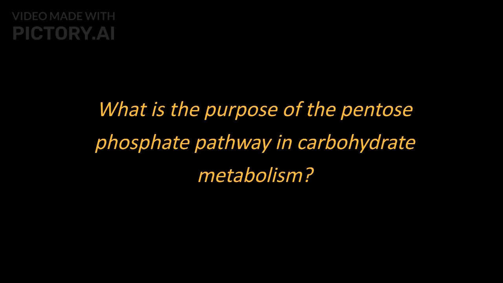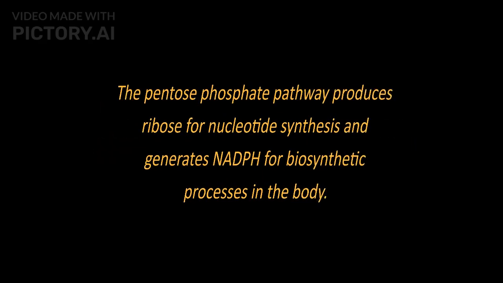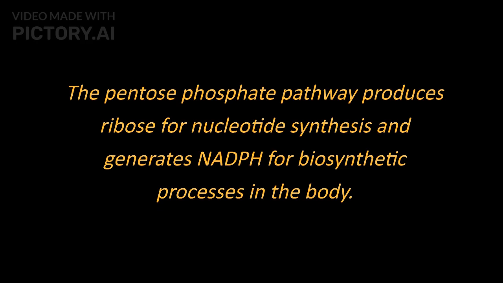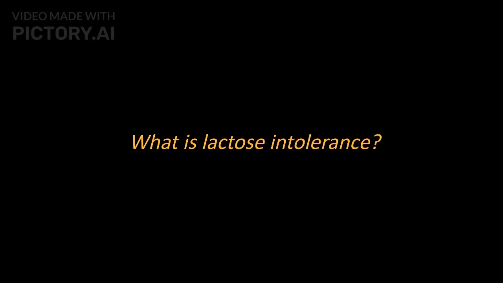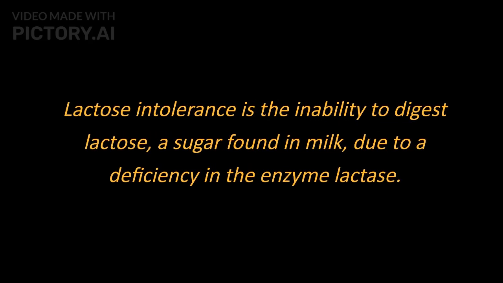16. What is the purpose of the pentose phosphate pathway in carbohydrate metabolism? The pentose phosphate pathway produces ribose for nucleotide synthesis and generates NADPH for biosynthetic processes in the body. 17. What is lactose intolerance? Lactose intolerance is the inability to digest lactose, a sugar found in milk, due to a deficiency in the enzyme lactase.